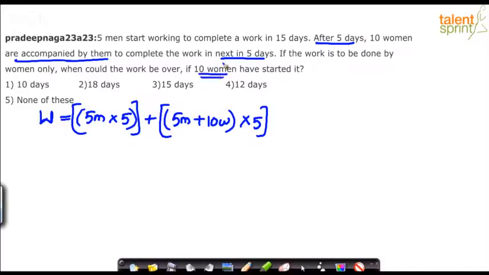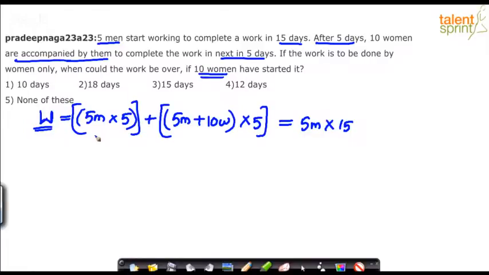See, the other point which we need to note here is 5 men can complete a work in 15 days. So actually 5 men can complete it in 15 days, but what happened? After the 5 days, some women joined them and they completed the work in the next 5 days. So I can say that the same work W can be finished by 5 men in how many days? 15 days. So basically, this is the equation. Try and get the relationship between men and women, and then you should be able to solve it.